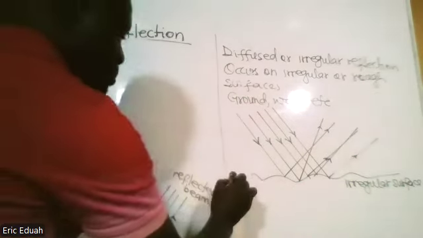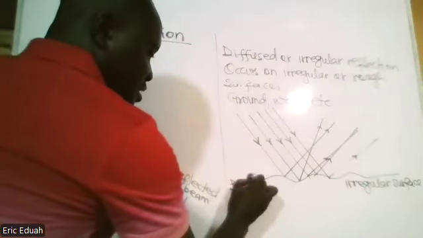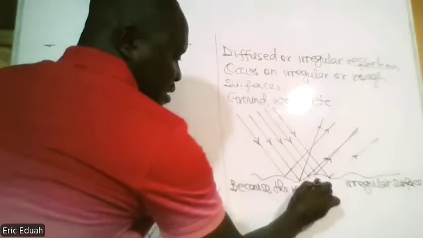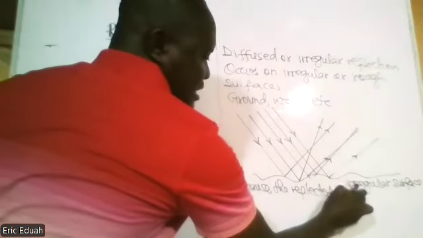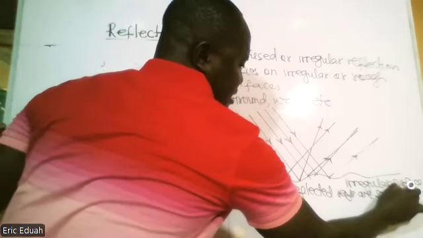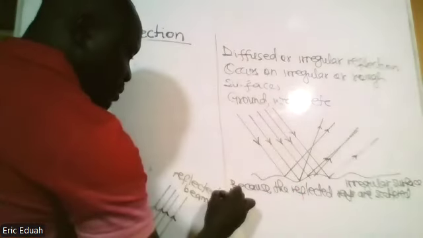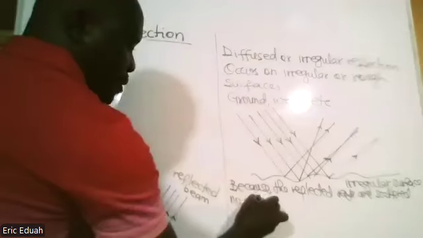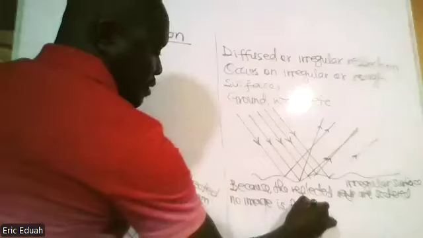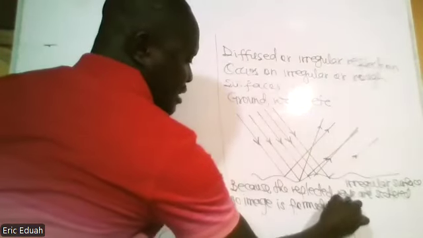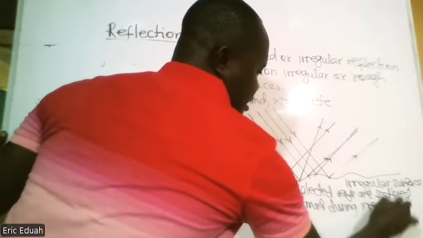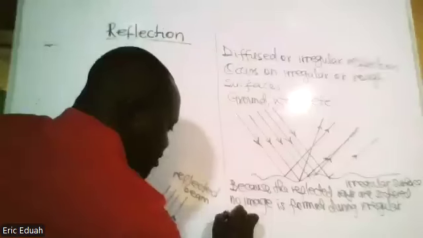So, because the reflected rays are scattered, no image is formed during irregular reflection of light.